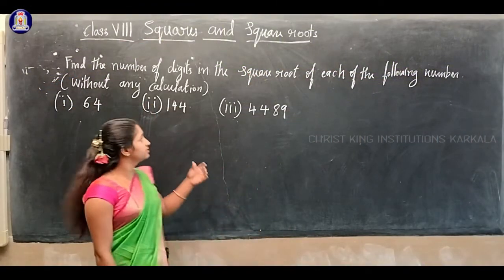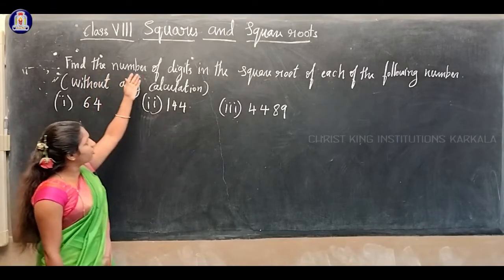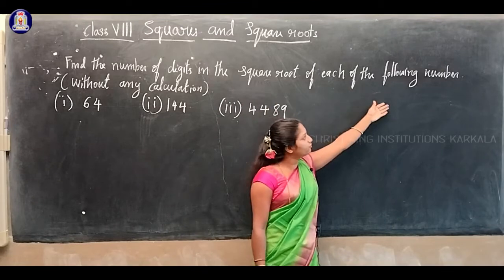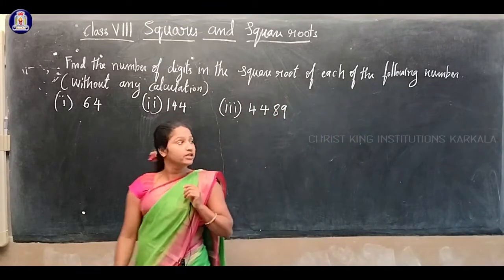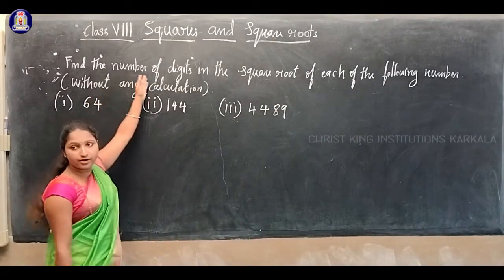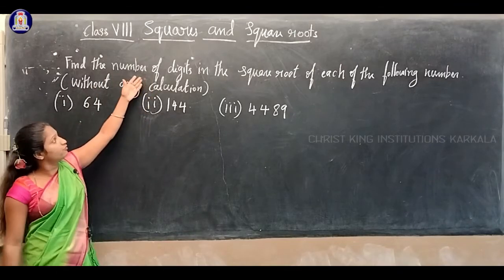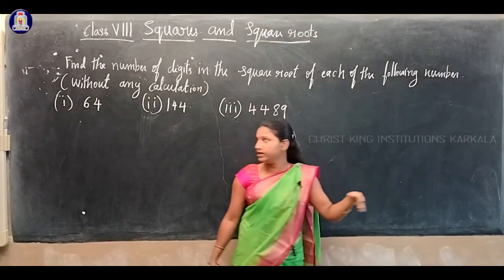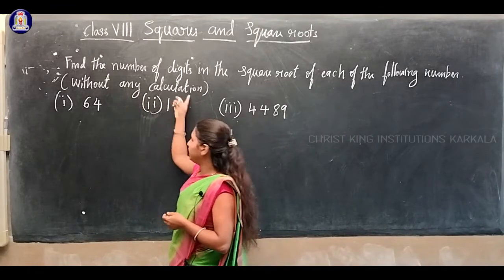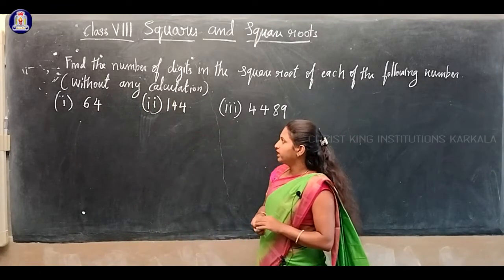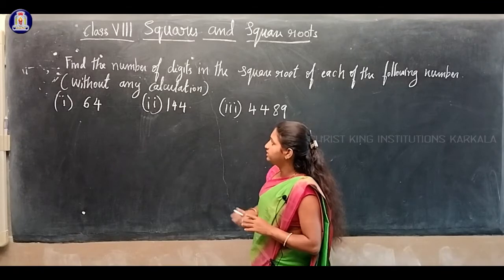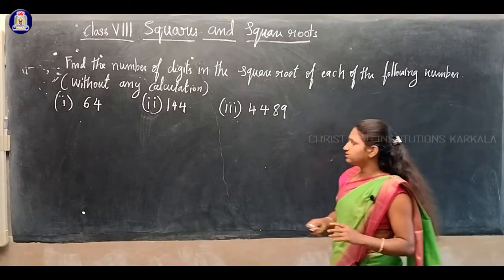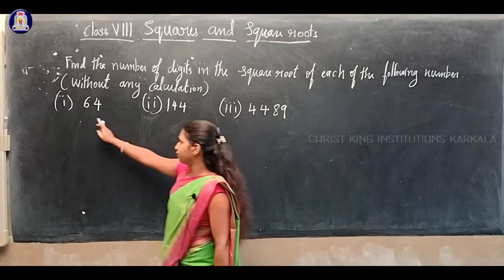Next question. Find the number of digits in the square root of each of the following numbers without any calculation. So without any calculation we can find the number of digits in the square root. Clear? So the first number here is 64.